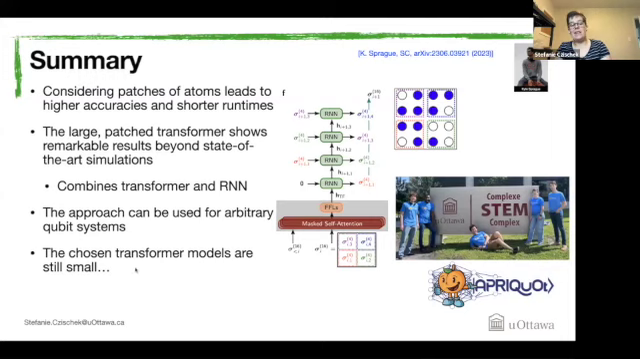And just as a last note, the transformer models that we chose here are still extremely small compared to what GPT or other language models are using. And so there's still a huge potential to increase these models, and with this get the opportunity to look at more complex qubit systems and even larger qubit systems. This is something we want to explore in the future.